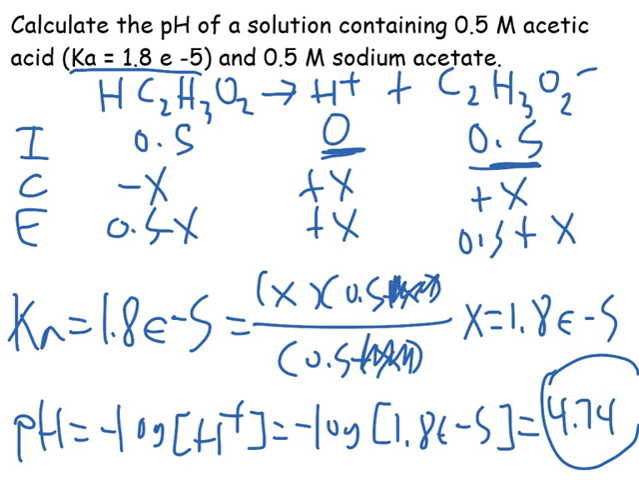So, yeah, buffer problems aren't really that bad. All you have to do is make sure you add the initial concentration. You have to make sure that you take the initial concentration of the conjugate into account. And after that, it's just a normal pH calculation problem.